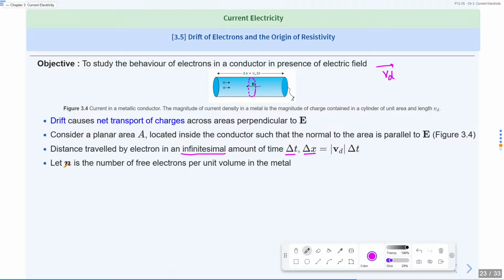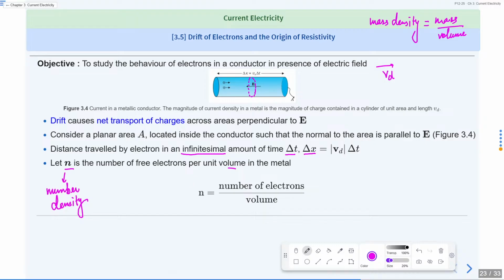So suppose we have n as the number density. It is known as number density, that is the number of electrons per unit volume. We have mass density. What is mass density? Mass upon volume. So number density is number upon volume, the number of electrons per unit volume. Okay, so that we are going to define here.